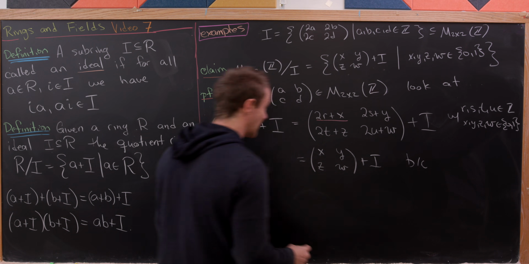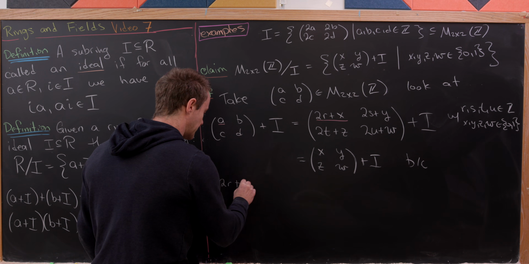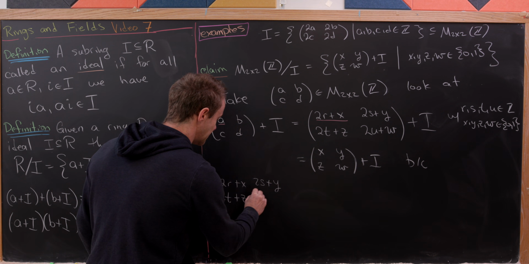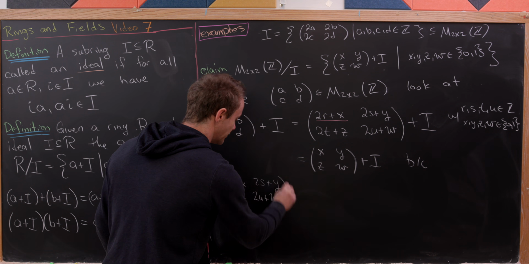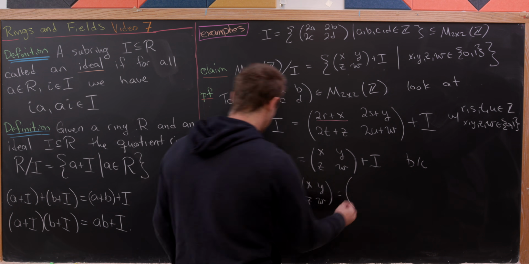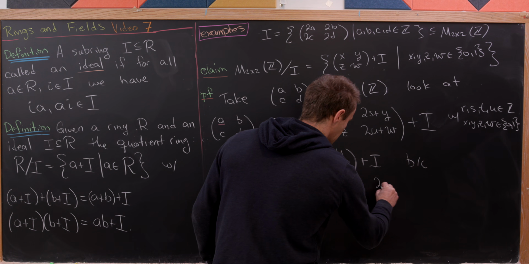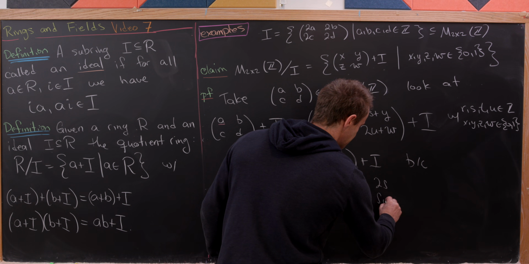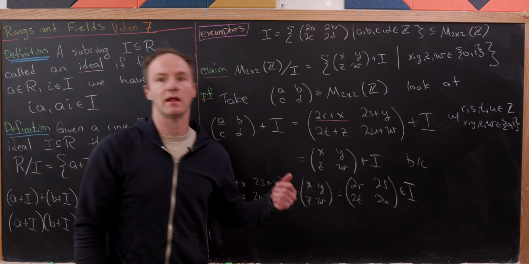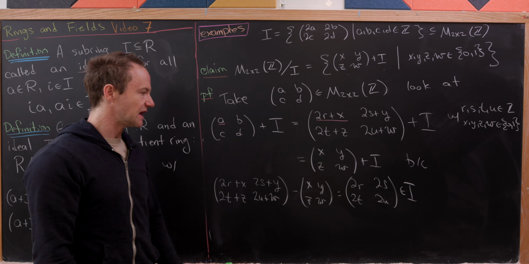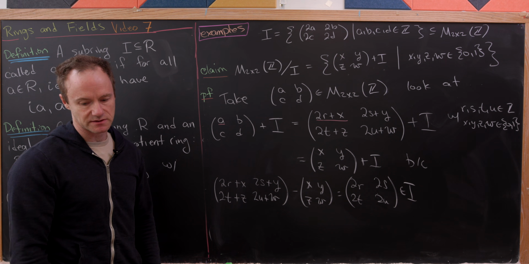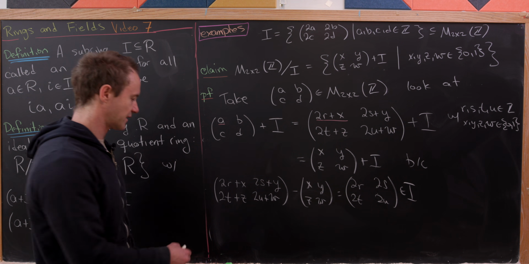And that's because if we look at 2r plus x, 2s plus y, 2t plus z, and 2u plus w minus x, y, z, w, we simply get the matrix 2r, 2s, 2t, 2u, which is an element of the ideal. But let's recall again that cosets are equal when, if you take the difference of their representatives, you get something inside of the ideal. Now we can do a little example calculation here as well.